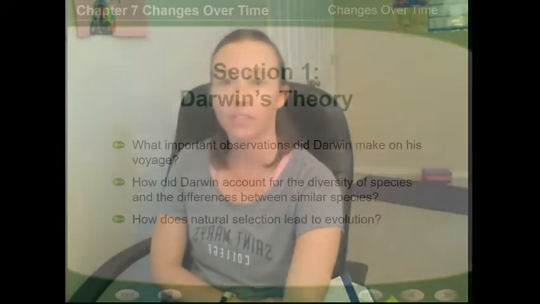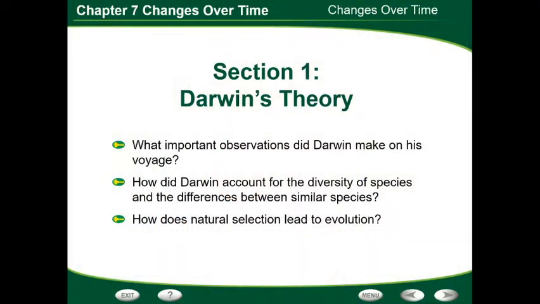So, we are now moving on to our section about Darwin's theory. And here, let's just look at some of the questions that we're going to be focusing on in this section. We will be looking at what important observations did Darwin make on his journey or his voyage? How did Darwin account for the diversity of species and the differences between similar species? And then how does natural selection lead to evolution?